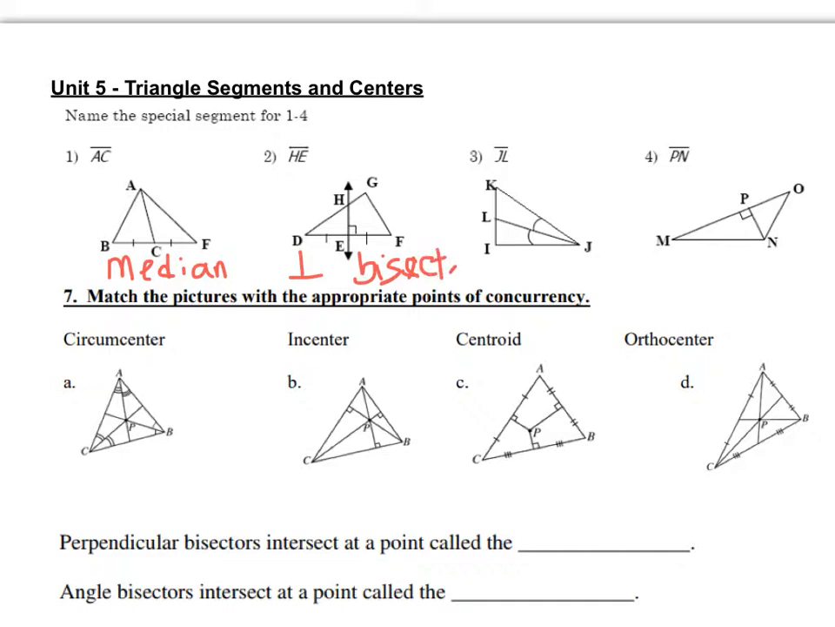Okay. The next one, it's marking those two angles congruent, so that's an angle bisector. And then last you have a right angle connected to the vertex, so that is called my altitude.